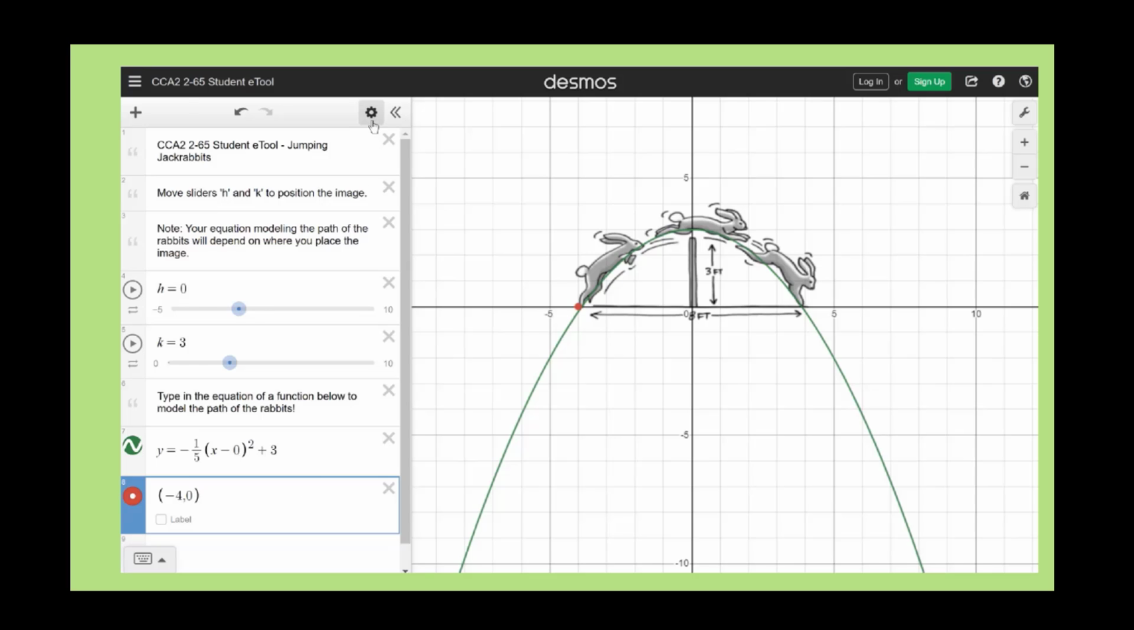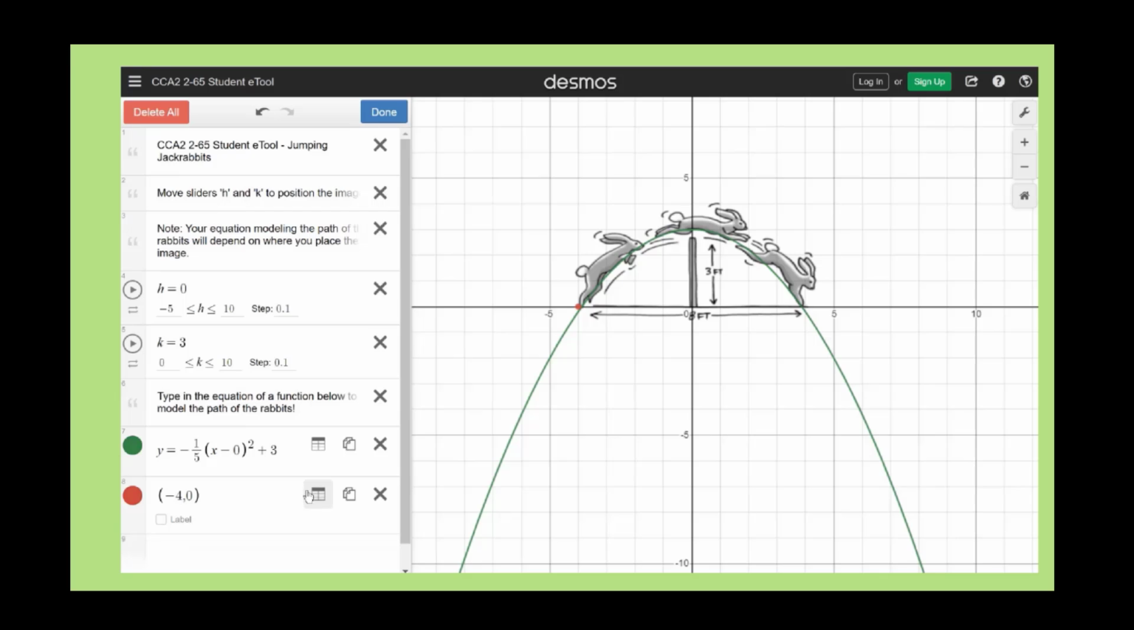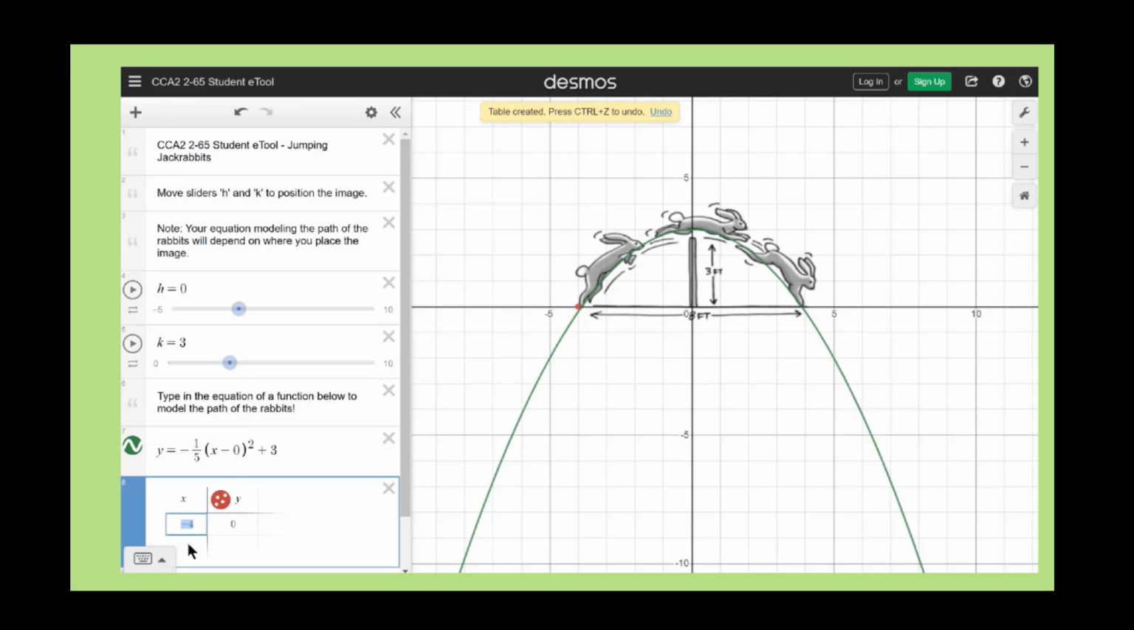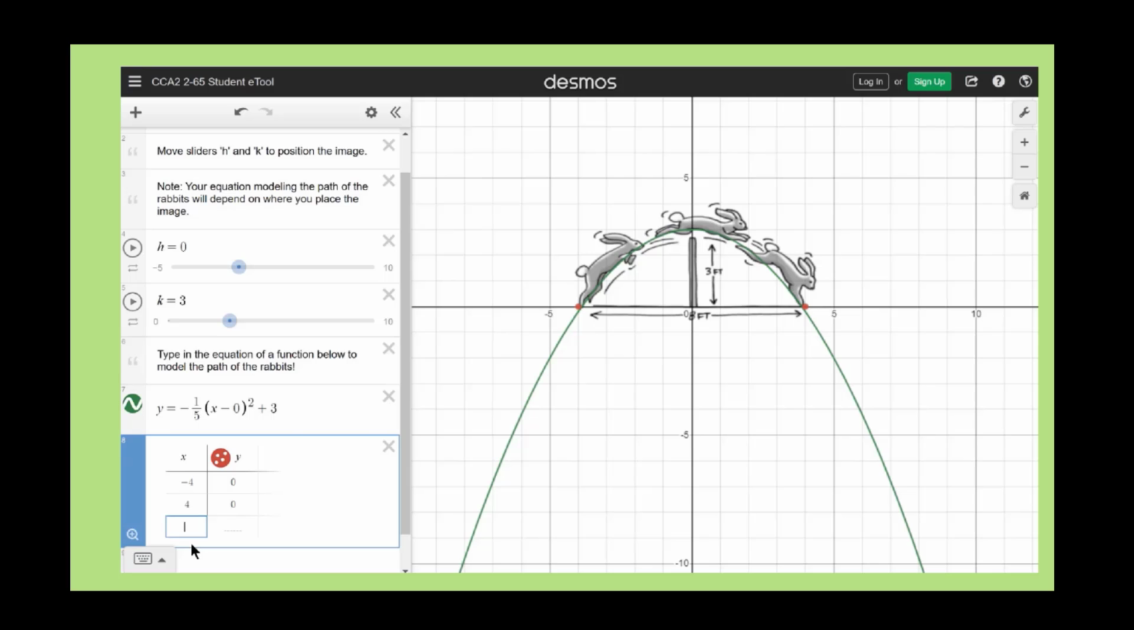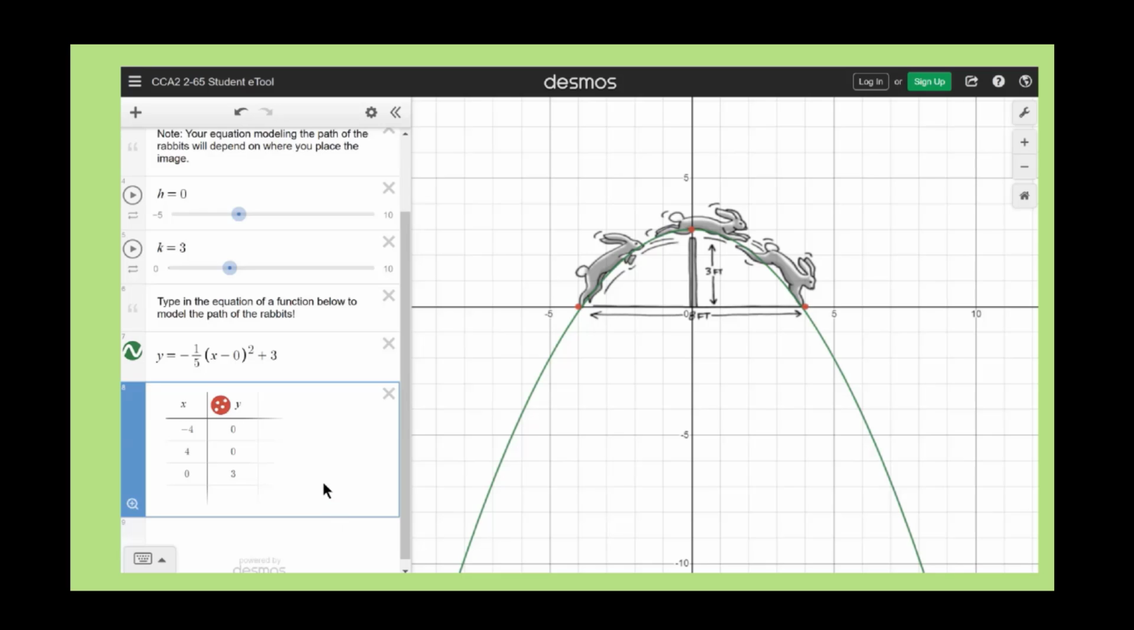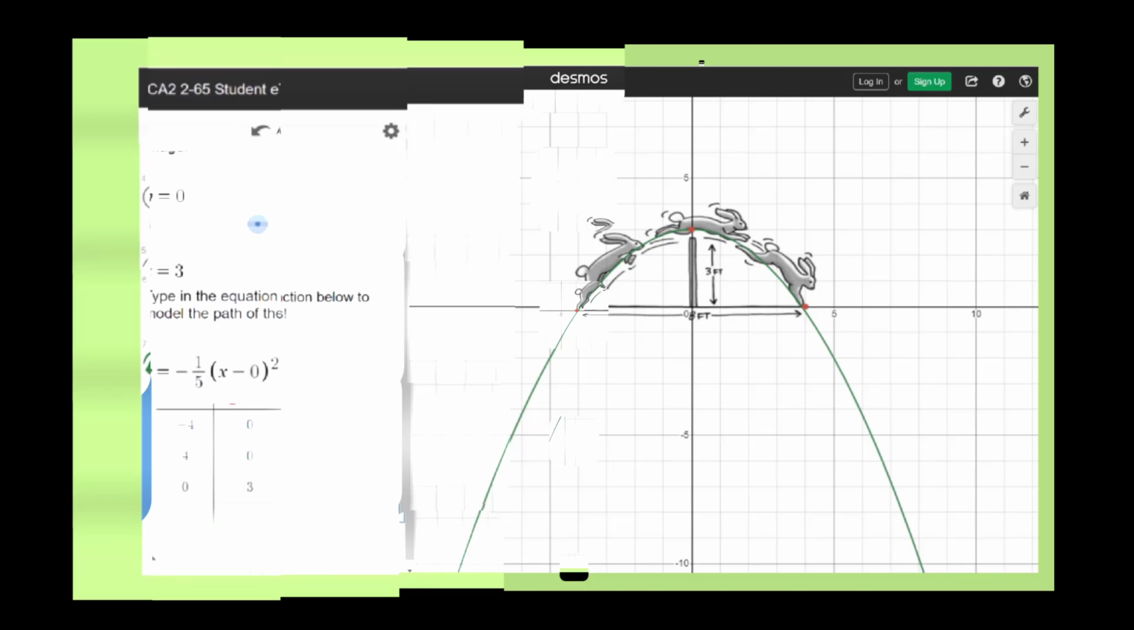Now I'm going to go up here and create a table to go with it. Okay, and then I'm going to put 4, 0. And then we want our height, our maximum, our vertex, which is 0, 3. All right, so that's the table that I'm going to take to the Texas Instrument calculator and show you. And then we'll come back and address this a little bit more.